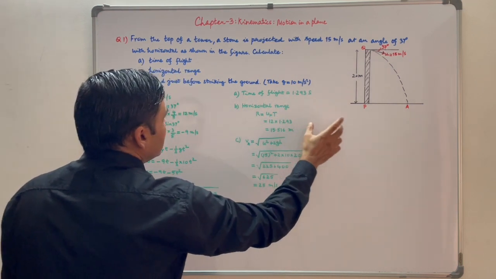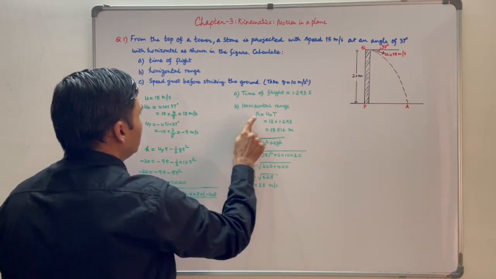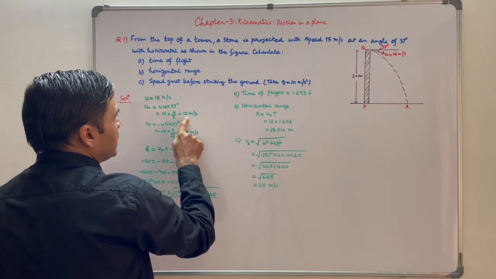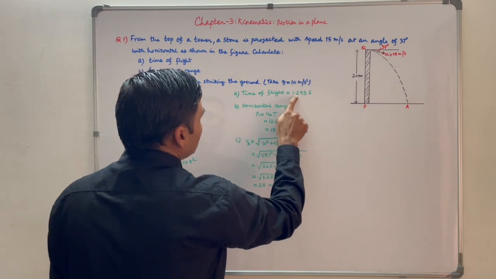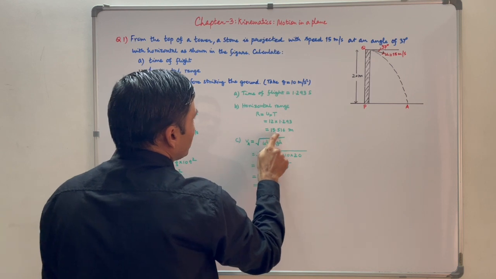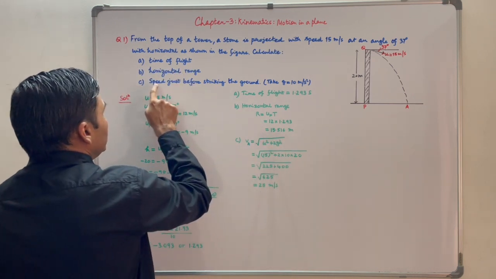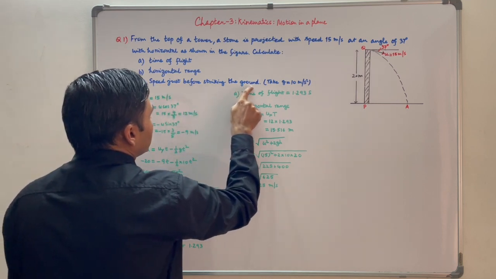Horizontal range is given by ux into time of flight. Ux we have calculated as 12 meter per second, and time of flight is 1.293 seconds. So range is equal to 15.516 meter. Now we have to calculate the speed just before striking the ground.